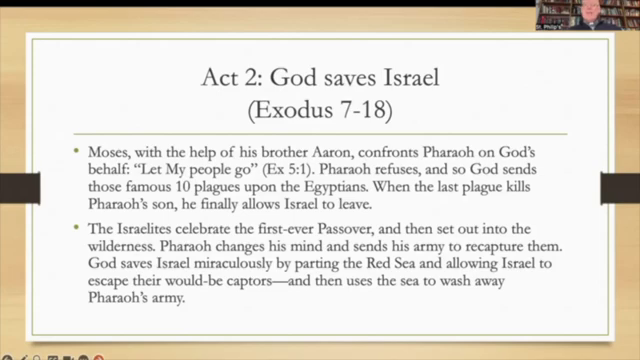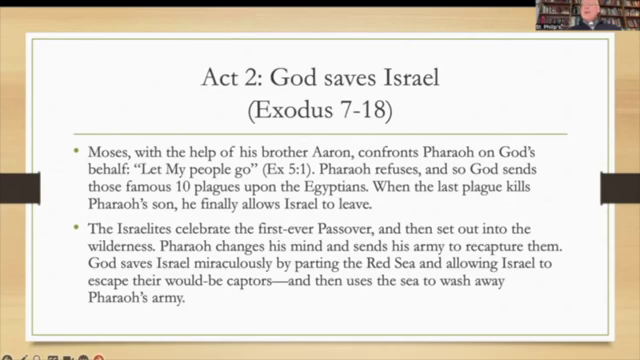Chapter 7 to 18, Moses with his brother Aaron confront Pharaoh on God's behalf. Let my people go. You know that old spiritual, we sing it often. Pharaoh refuses, his heart is hardened, and so God sends the famous plagues upon the Egyptians. None of them are able to change his heart until the last plague, which kills his son. And he finally allows Israel to leave.